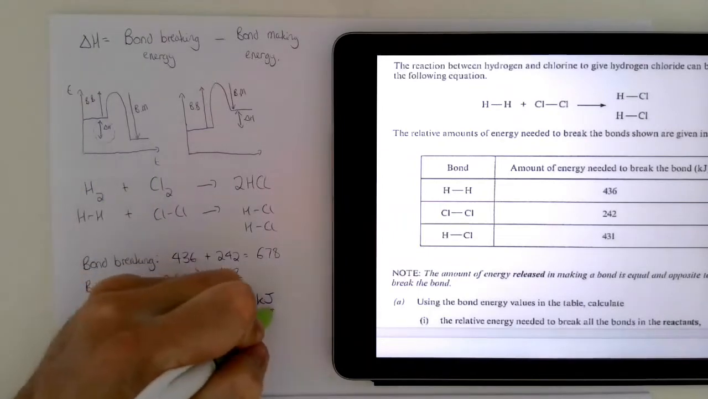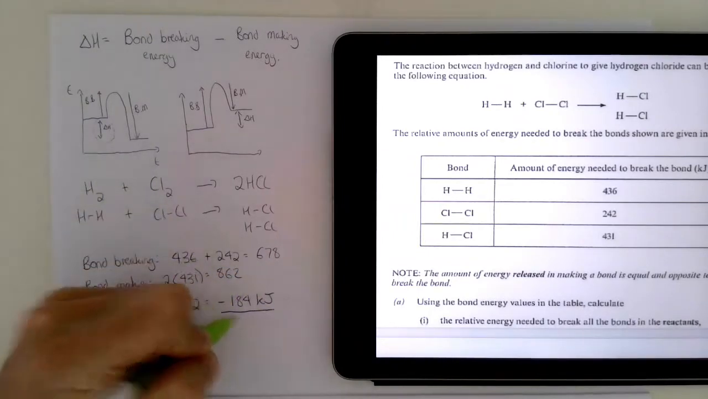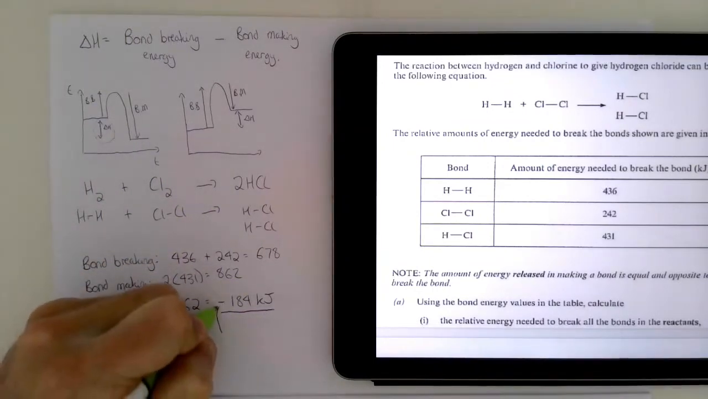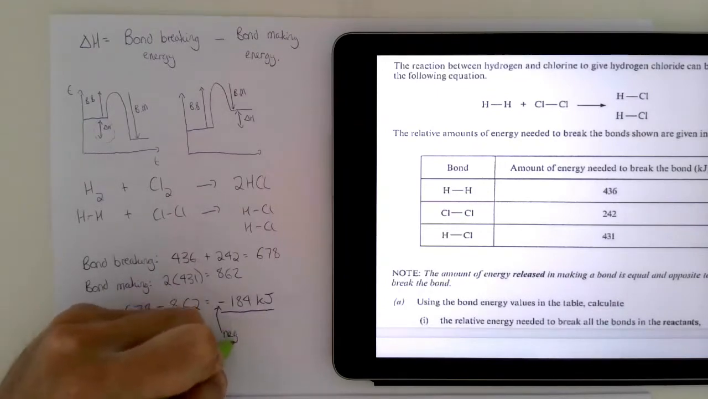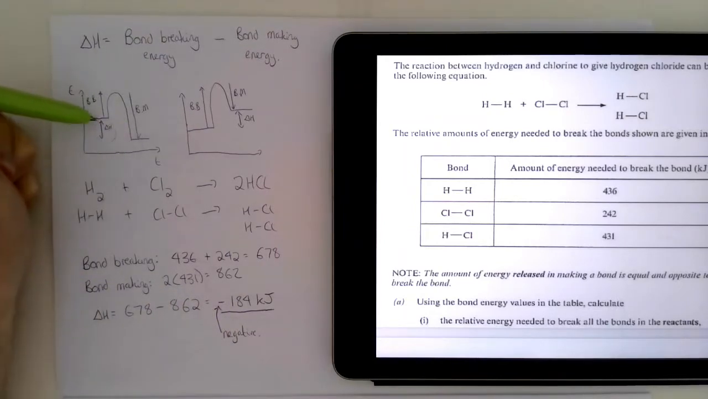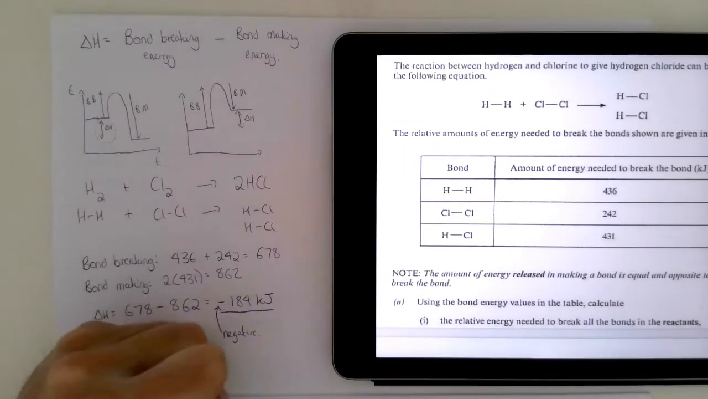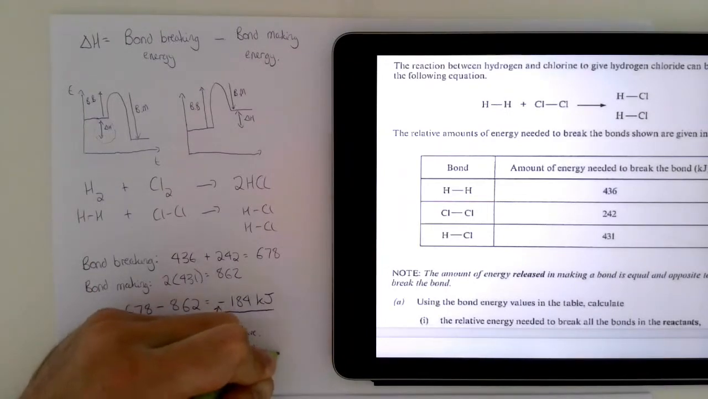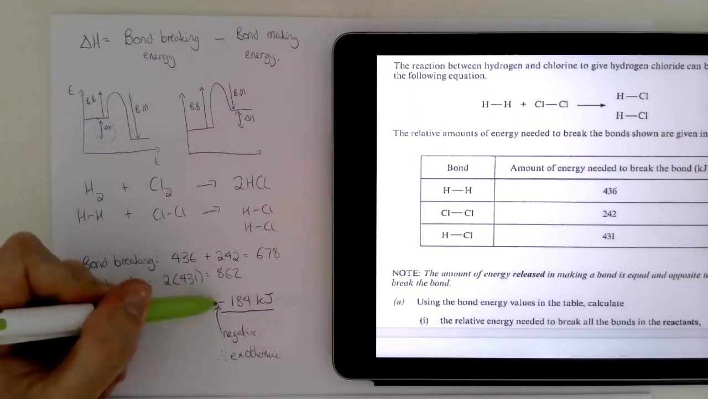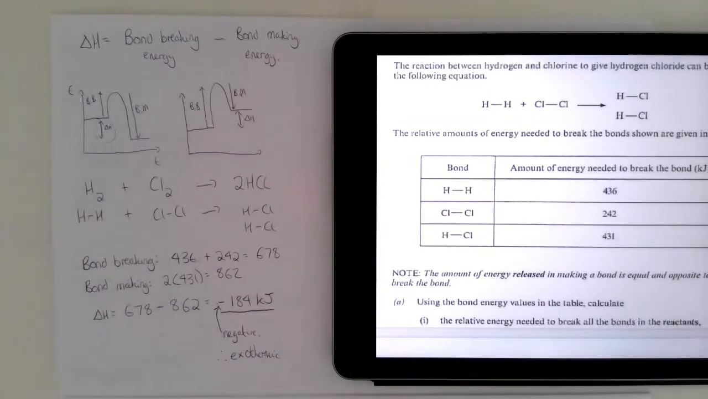Now what I can do from that value is I can actually decide whether the reaction was exothermic or endothermic, and I can do that from the fact that this value is a negative value. So delta H is negative, meaning the products have less energy than the reactants, and so this reaction is an exothermic reaction. So if the value that comes out is negative, it's exothermic. If the value that comes out is positive, then it would be endothermic.